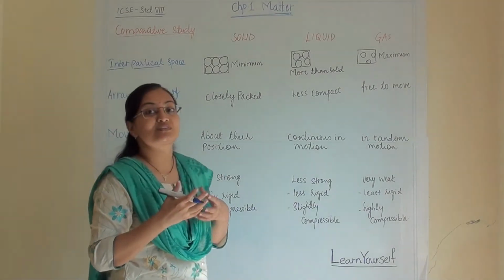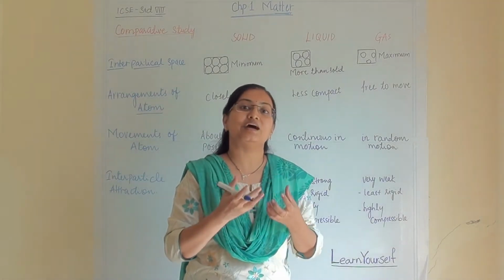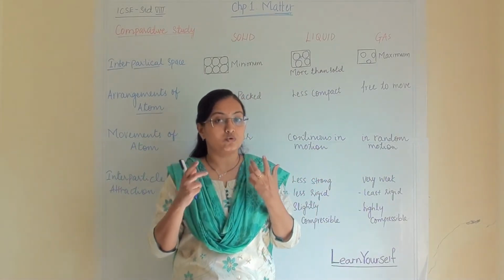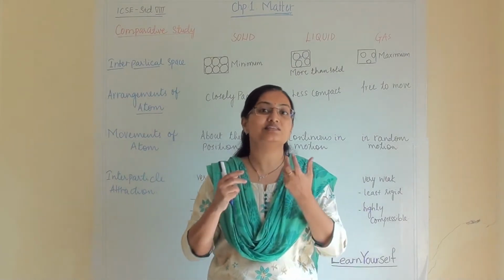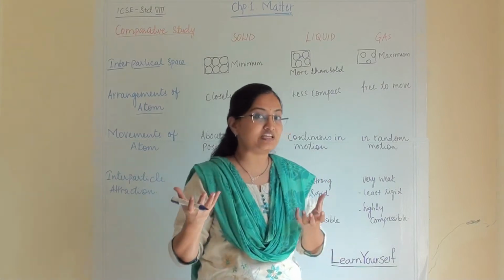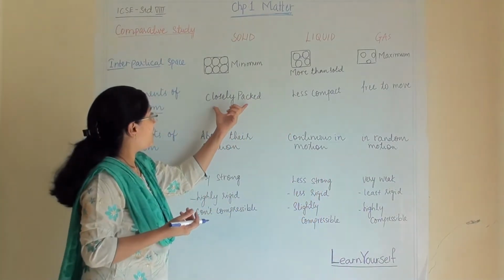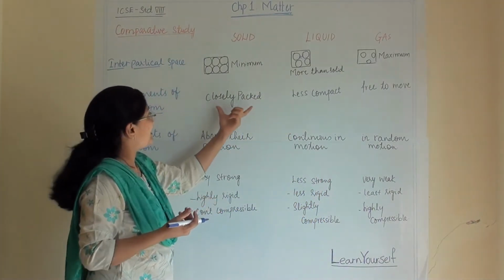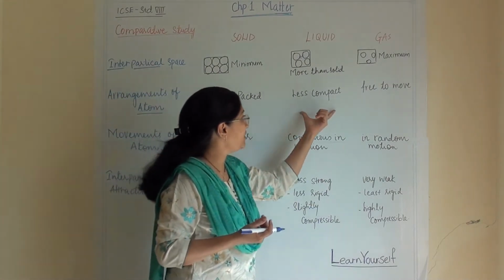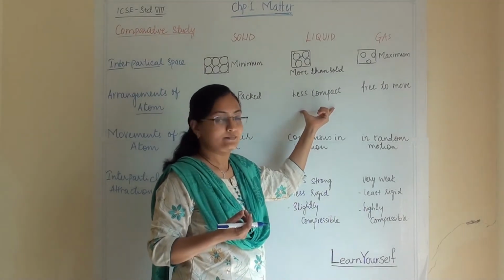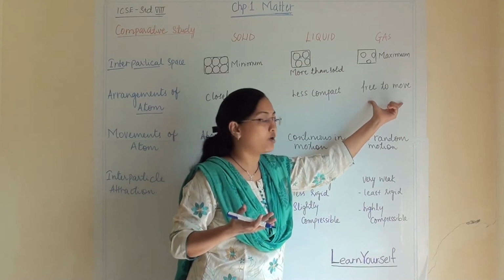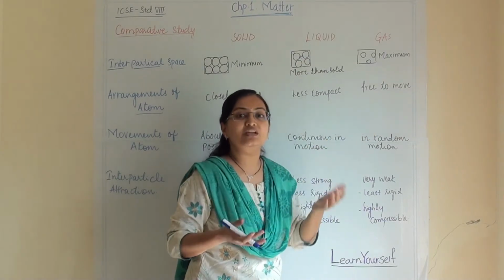The second point, arrangement of atoms. How the atoms are arranged in that particular state. We know that solid is very close packed, liquid is a little free, and gas has maximum free space. So our atom arrangement in the solid is closely packed. In liquid it is less compact, and in gas it is, you can also write, least compact, or they are free to move.